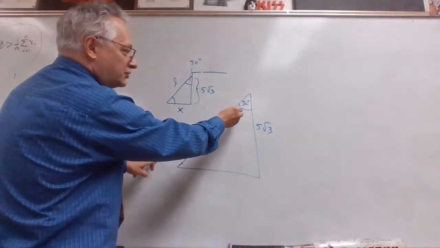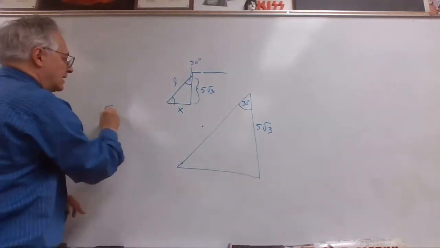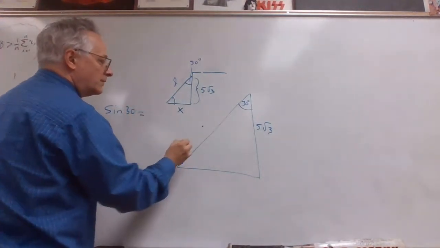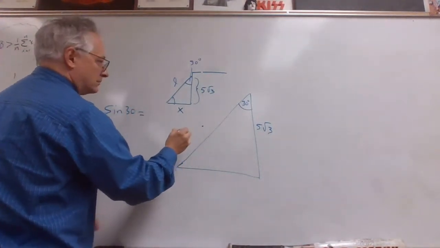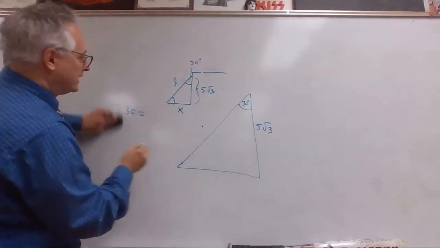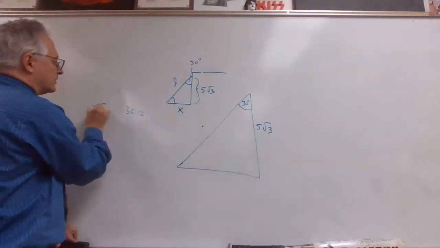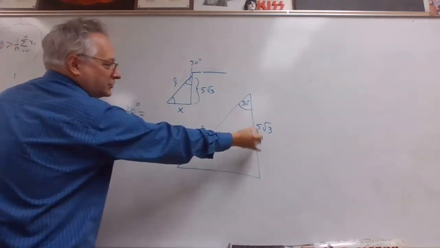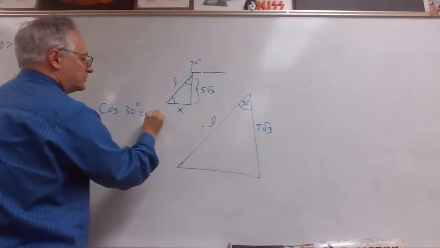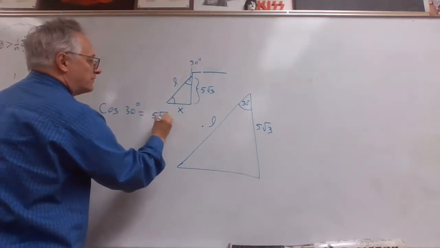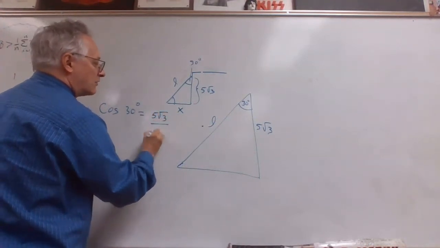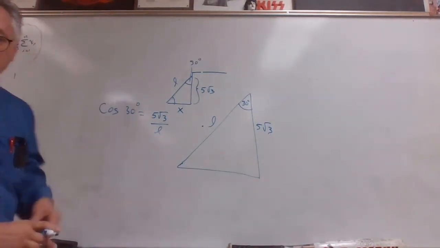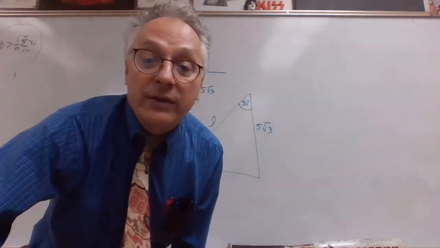So we know the relationship that the sine of 30 degrees is equal to, I'm sorry, I want cosine here, because I have the adjacent side. The cosine of 30 degrees is equal to the adjacent over the hypotenuse. So that's 5 times the square root of 3 over L, the length. So let's get a number for the cosine of 30. I'm going to pull up my calculator.